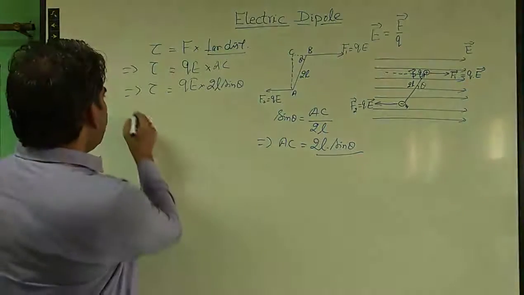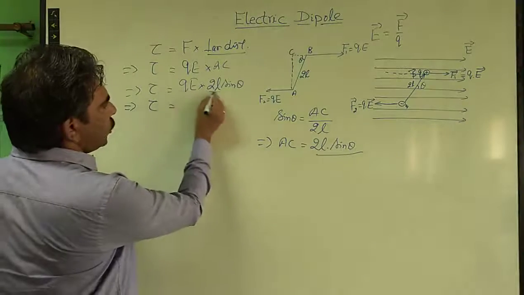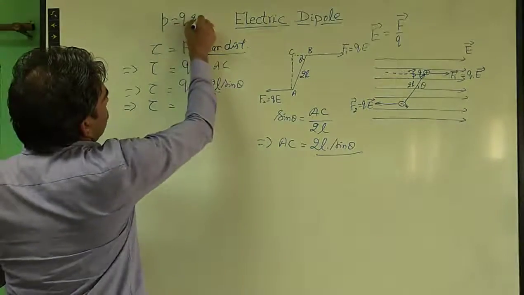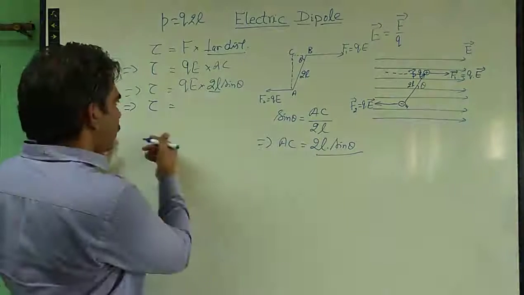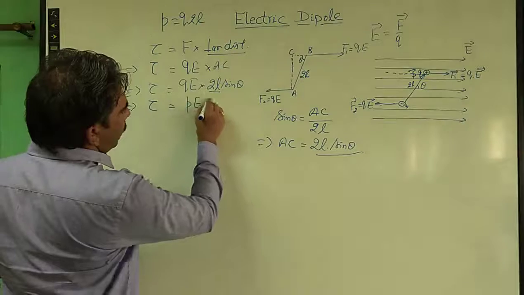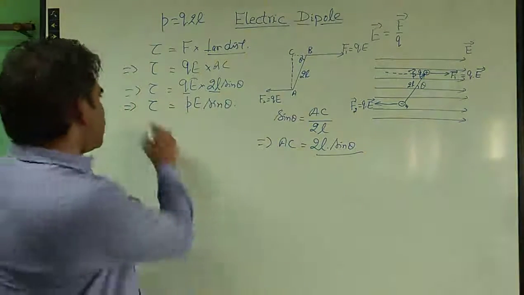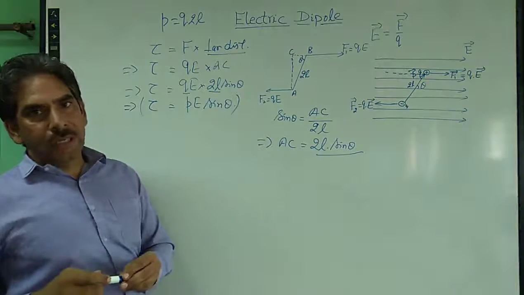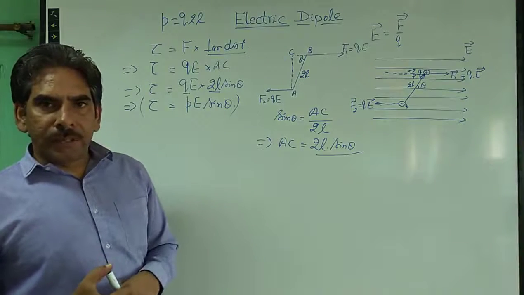Then we can reduce this expression further. We can take Q and 2L together, which gives us the electric dipole moment. So the torque becomes equal to P into E into sine theta. This is the expression for the torque, which will make the dipole rotate whenever it is placed in some uniform electric field.